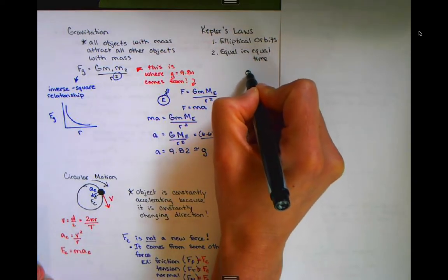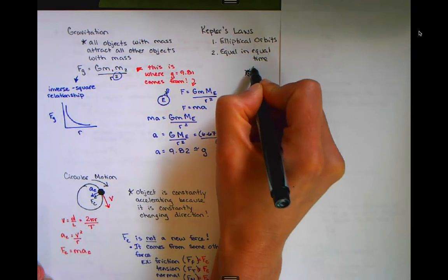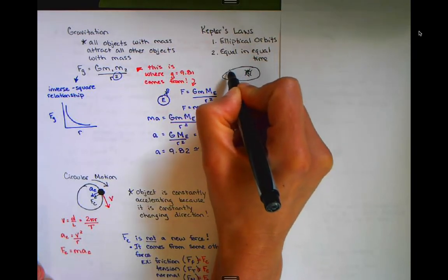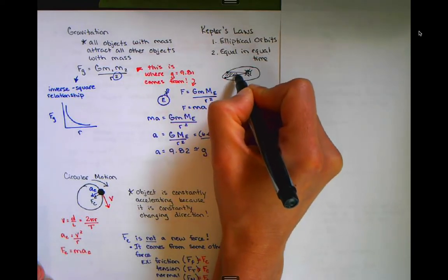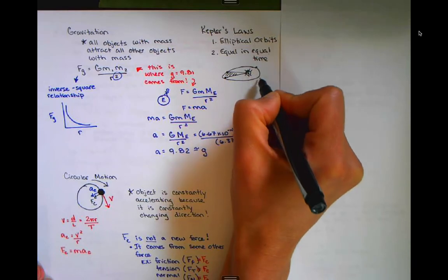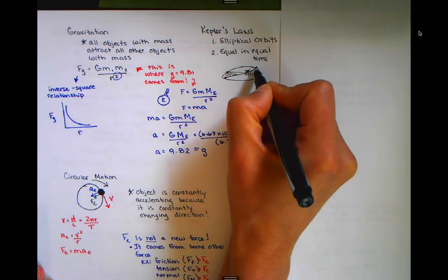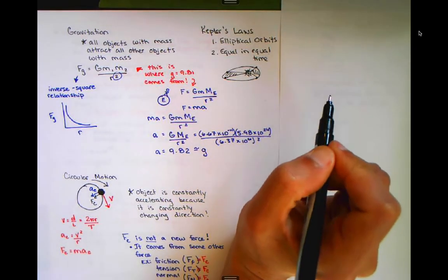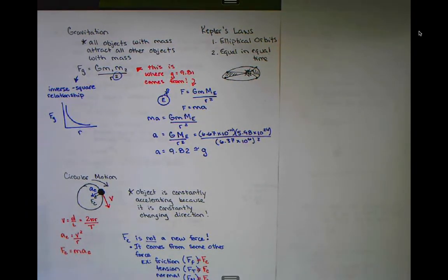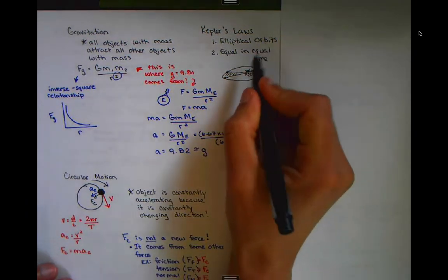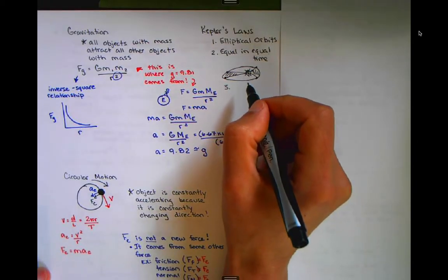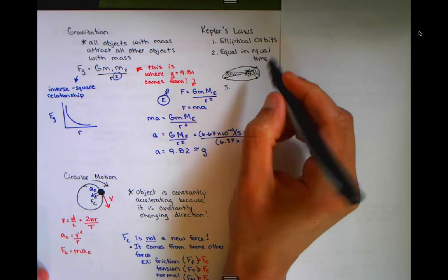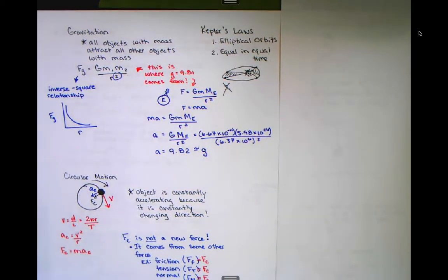So if here's my sun and my orbit, as the planet moves from one location to another, if we draw imaginary lines, it's going to sweep out this area. And then over here, again, if I draw imaginary lines, in the same amount of time, it's going to sweep out the same area. Okay. Law number 3 was the period and distance relationship, right? And I told you you wouldn't really ever have to use that, so I'm not even going to put that in here.